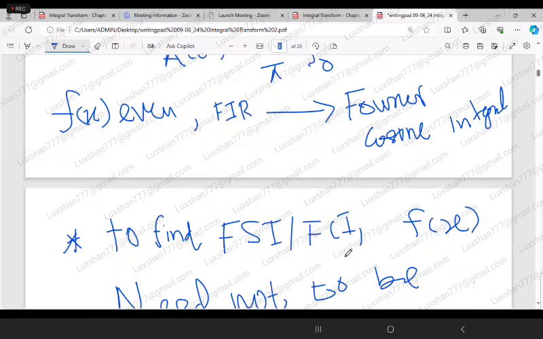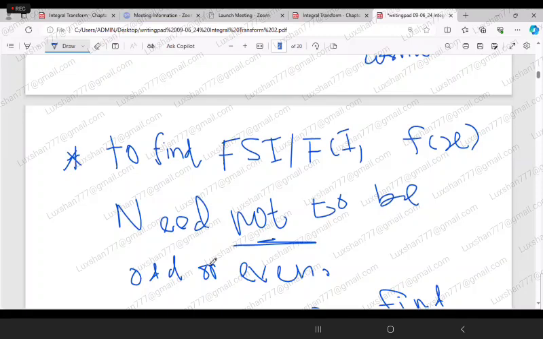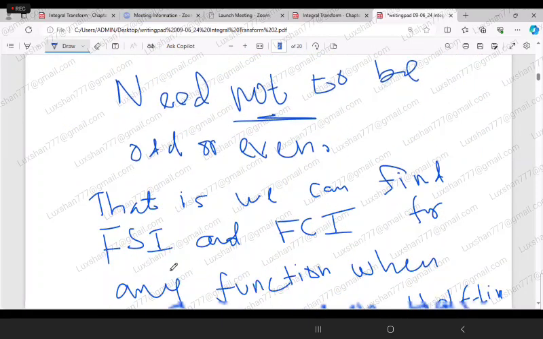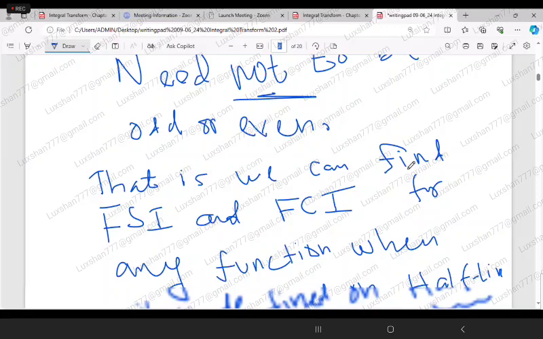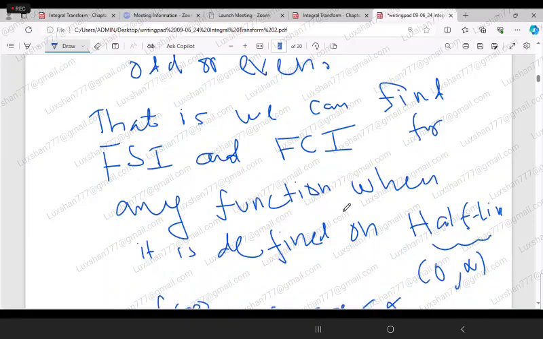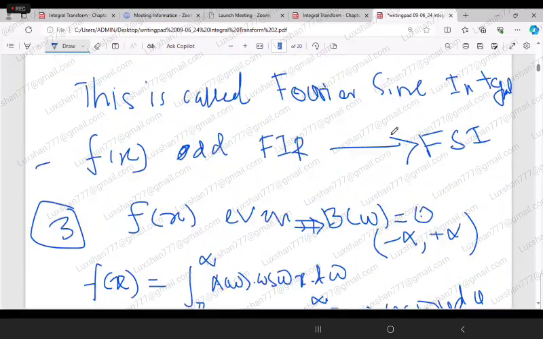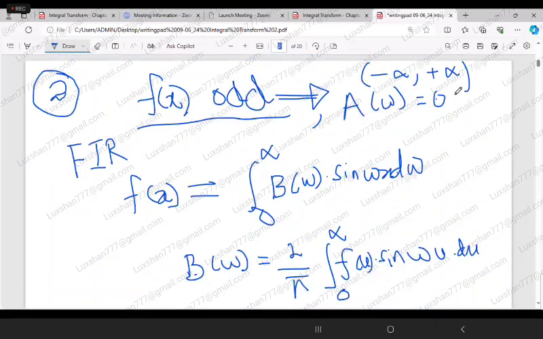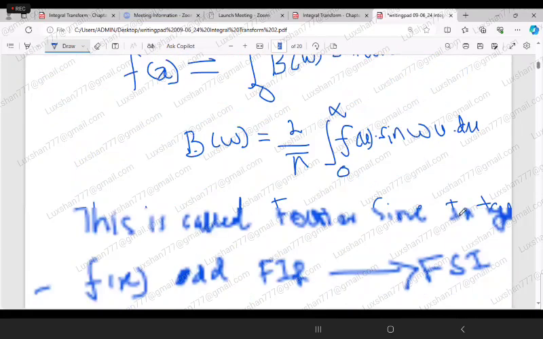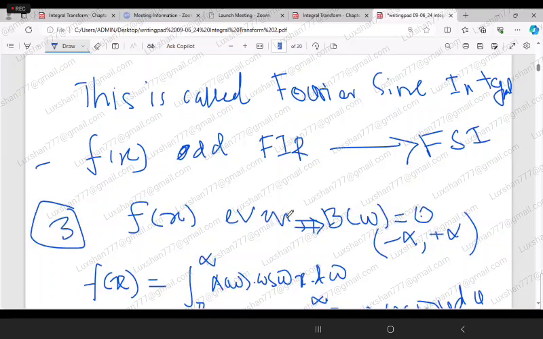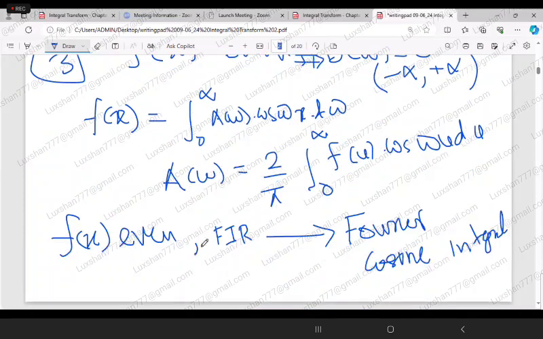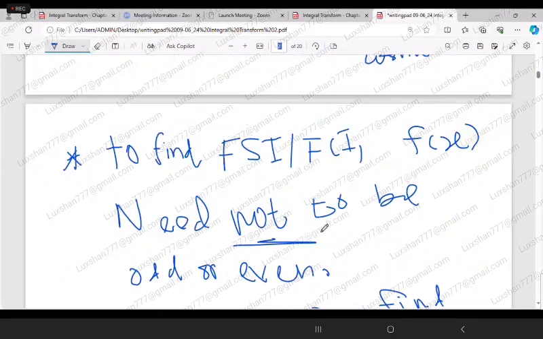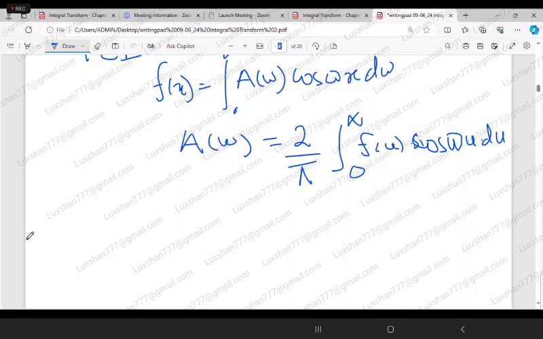Therefore, you have to note this one. To find the Fourier sine integral or cosine integral, f(x) need not be odd or even. We can find the Fourier sine integral and cosine integral for any function when it is defined on a half line. Here the story is different. Here the function is originally defined from minus infinity to plus infinity. Since the function is odd, the Fourier integral representation becomes the Fourier sine integral. When the function is even, also defined from minus infinity to plus infinity, the Fourier integral representation becomes the Fourier cosine integral. This is what we did last time.